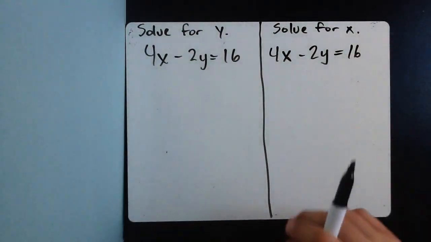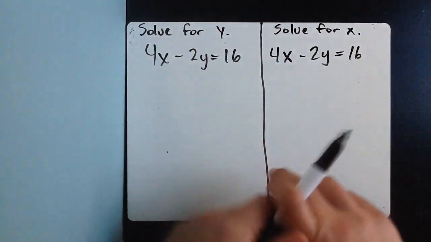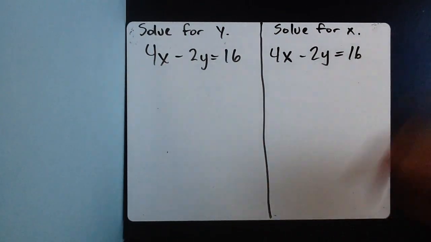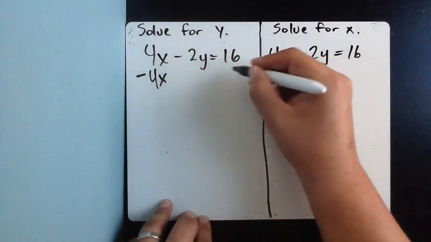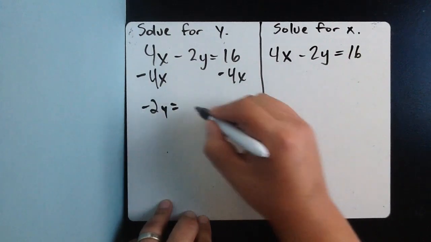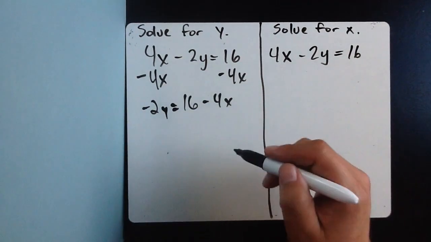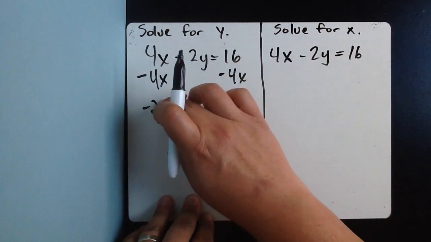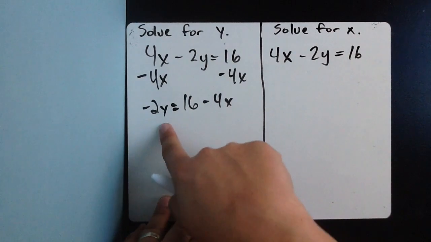There's two versions of the same equation. Read your instructions first. Solve for y. So again, I want to get y isolated, so I'm going to subtract 4x from both sides. I'm left with negative 2y equals 16 minus 4x. If you put negative 4x plus 16, it still will work. And my y here looks very sad. Now, I want to get y by itself.